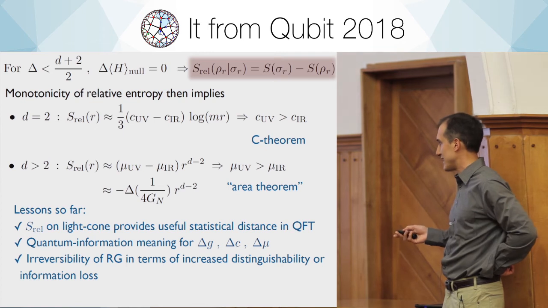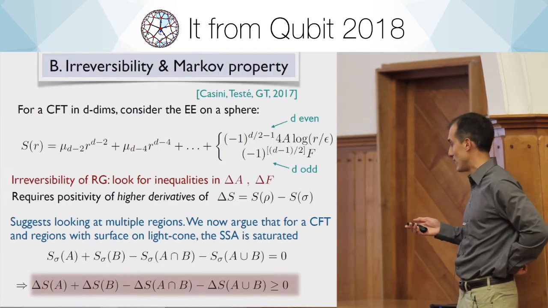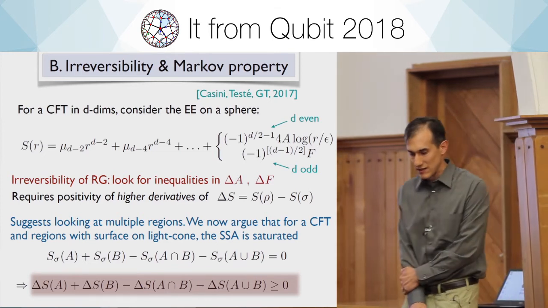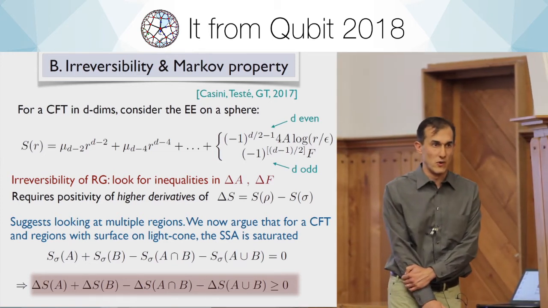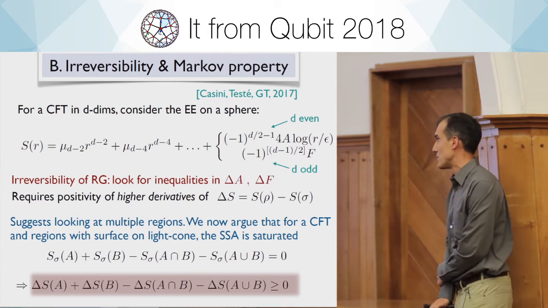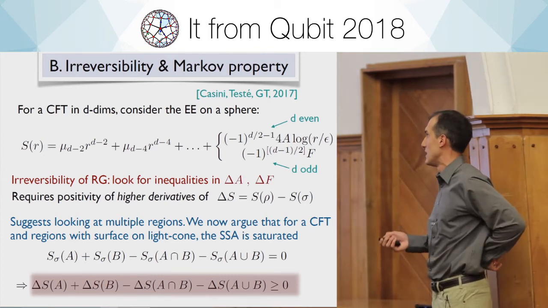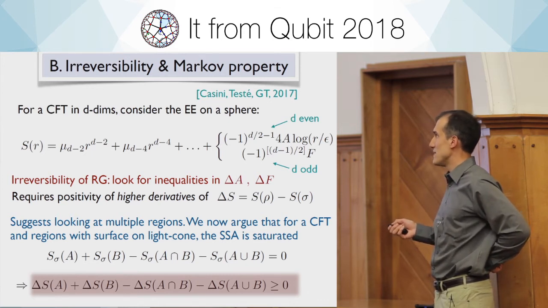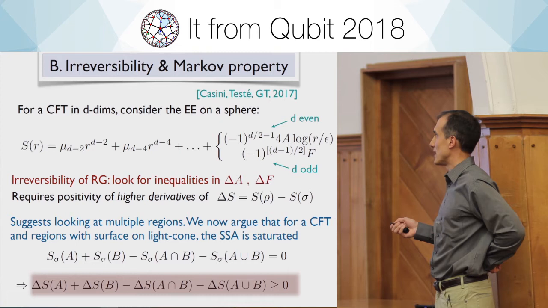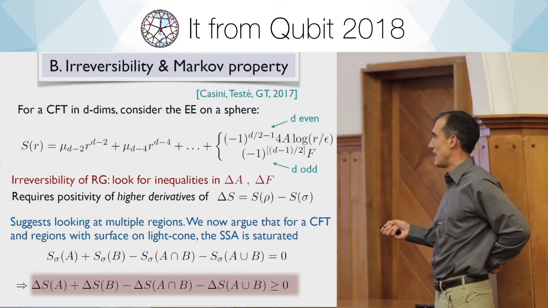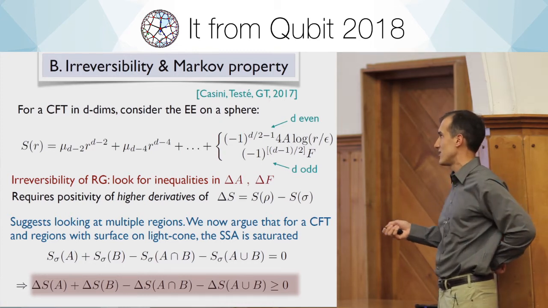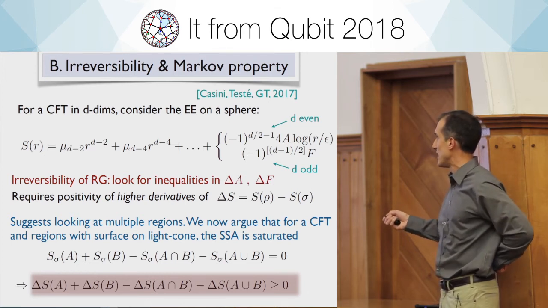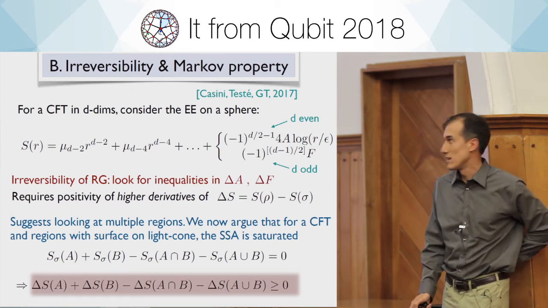Okay, so now I'll take the final step in the talk. I want to extend this to try to access other irreversibility quantities. In particular, I want to prove the a theorem in 4 dimensions, for which we do know an entropic proof. So let me remind you that for conformal field theories in d dimensions, we can look at the entanglement entropy on a sphere of radius r, and it has this expansion. So it has some area terms, some subleading terms, and then in even dimensions it has this famous log term, and in odd dimensions it has a constant term.